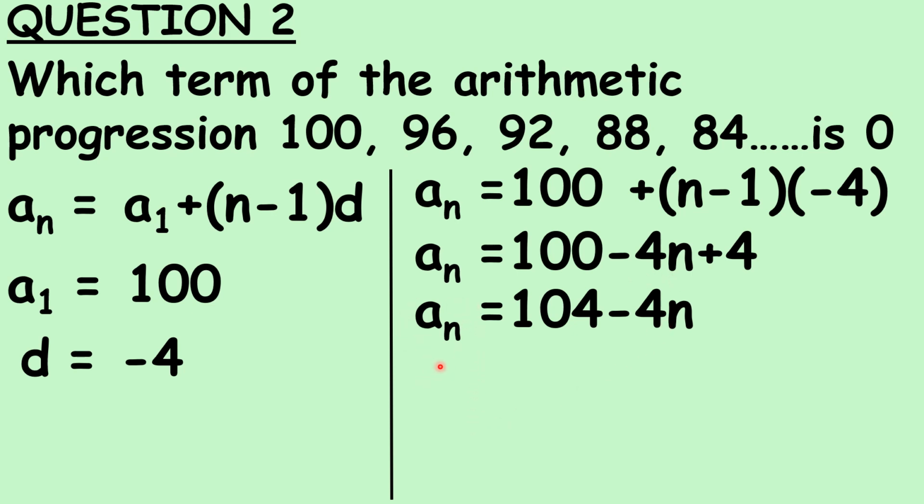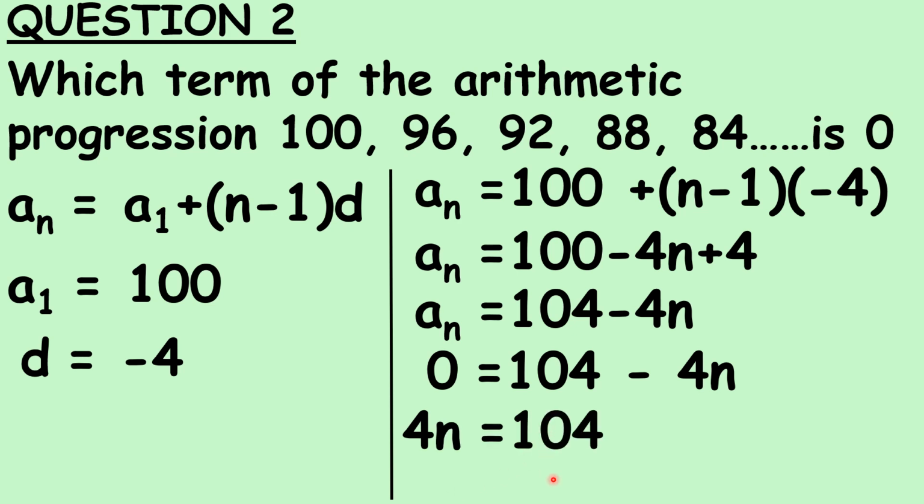But the nth term is 0. The nth term is 0. So wherever we see an, we put 0, and then we equate it to this, and then we solve for n. So we have 0, which is now equals to 104 minus 4n. So what we will do is to take this 4n to the left-hand side. So it's minus 4n. The moment it crosses the equality sign, it now becomes plus 4n. And by the time it adds 0, it still remains 4n, because 4n plus 0 is still 4n. So you have 4n on the left-hand side, and you equate it to 104.